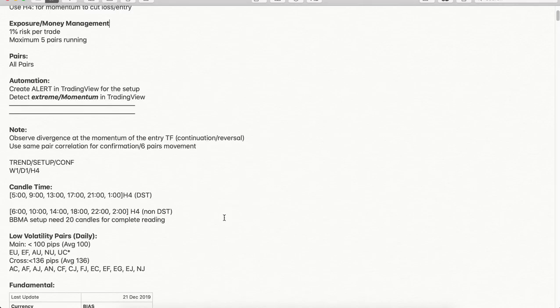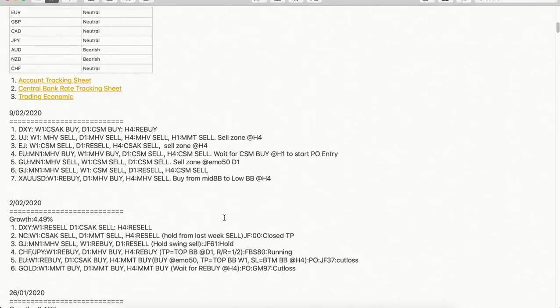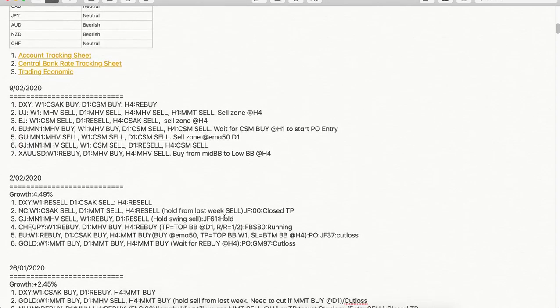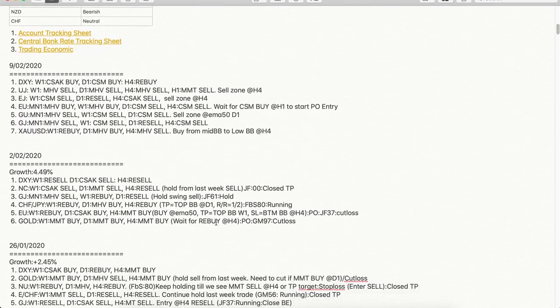Alright, let's review our last week trade for the week of 2nd February. For last week, we have taken 5 trades. We have closed NZD CAD with quite big profit, and we're still holding GBP JPY because this is the monthly swing trade, and the CHF JPY also still running. However, we have to cut loss on both gold and also Euro USD. So total account growth for last week is 4.49%.